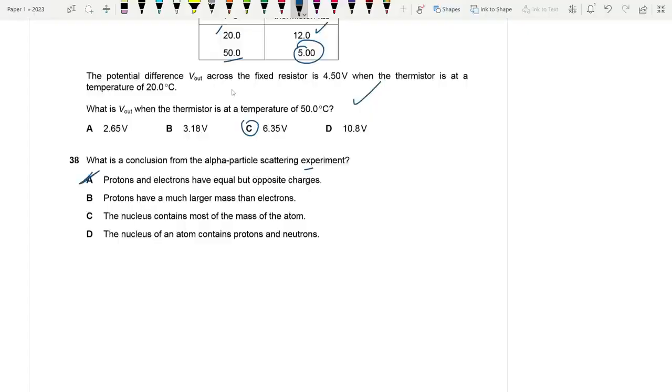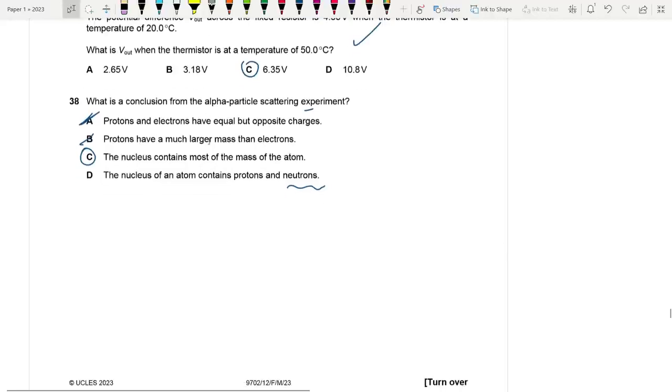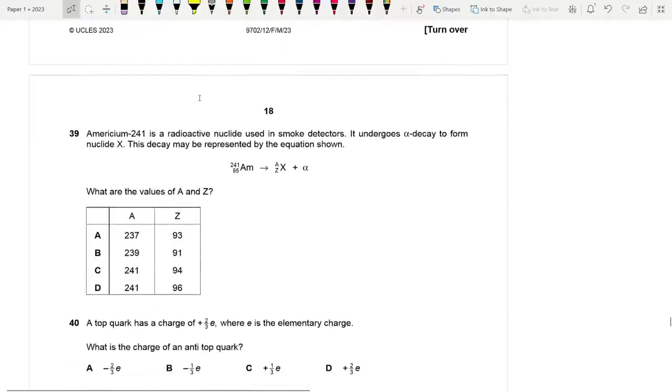So yeah, this is wrong. Protons have a much larger mass than electrons. We have nothing to do with electrons, okay? The nucleus contains most of the mass of the atom. Now this is correct. Do you remember I was saying that all the mass of the atom is concentrated in a very small region? That region is the nucleus. And we had no idea that it contains neutrons. This was not concluded from the experiment, okay? This is wrong. So 38 is C.